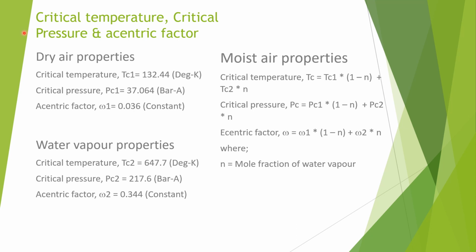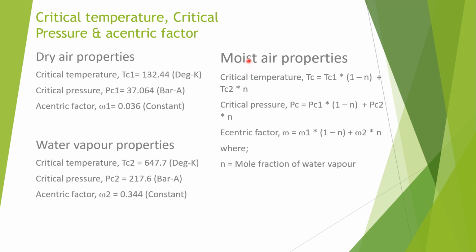Now the critical temperature, critical pressure, and eccentric factor. Dry air properties we know, we have just calculated in the previous section. Critical temperature Tc1 is 132.44 degrees Kelvin. Critical pressure Pc1 is 37.064 bar absolute, and eccentric factor omega 1 is equal to 0.036. Water vapor properties we can take from the chart or table. Critical temperature Tc2 is 647.7 degrees Kelvin. Critical pressure Pc2 is 217.6 bar absolute, and eccentric factor omega 2 is 0.344.